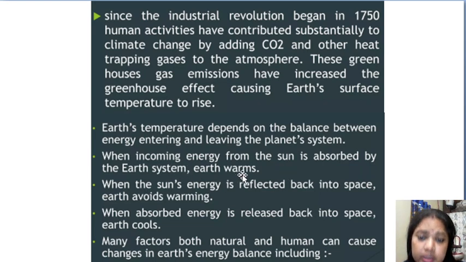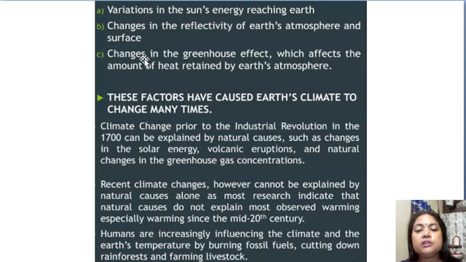When incoming energy from the sun is absorbed by the Earth system, Earth warms. And when the sun's energy is reflected back into space, Earth avoids warming. When absorbed energy is released back into space, Earth cools. Many factors, both natural and human, can cause changes in Earth's energy balance. They include variation in the sun's energy reaching Earth, changes in the reflectivity of Earth's atmosphere and surface, and changes in the greenhouse effect, which affects the amount of heat retained by Earth's atmosphere. These factors have caused Earth's climate to change many times.